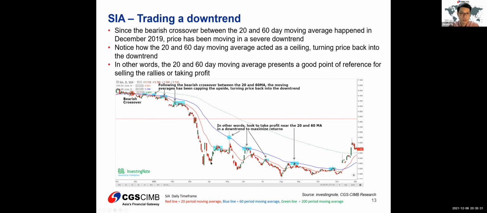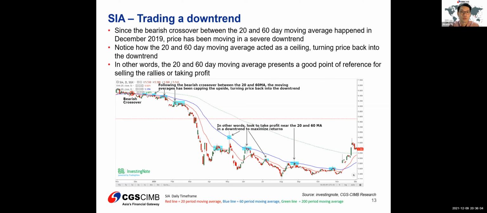if you were trading the bottom, trying to catch the bottom or the falling knife, a good way to use the moving average would be to look out for take profits whenever we see SIA bouncing back above the 20-day moving average or the 60-day moving average. You can see over here, especially in the April rebound to September period, every single rebound back up was firmly knocked down by the 20 or 60-day moving average, which then led prices back down into the downtrend.